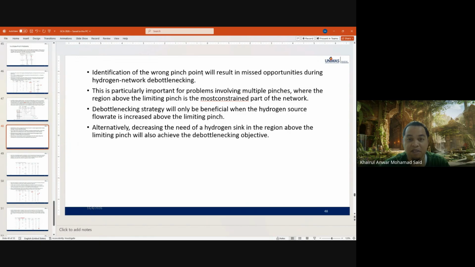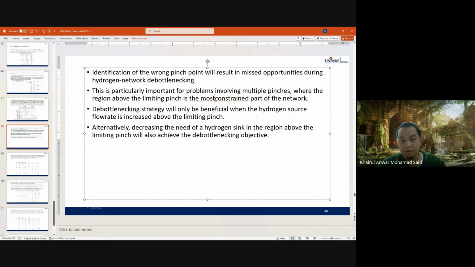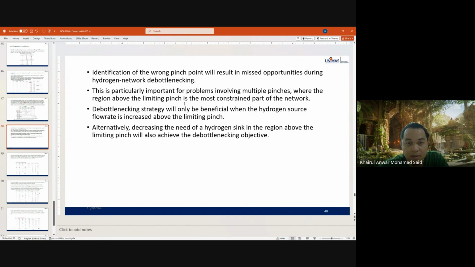Identification of the wrong pinch point will result in inefficiency during hydrogen network debottlenecking. This is very important for solving multiple pinch problems. The region above the limiting pinch is the most constrained part of the network. The bottleneck strategy will only be effective when the hydrogen source purity is increased above the limiting pinch.